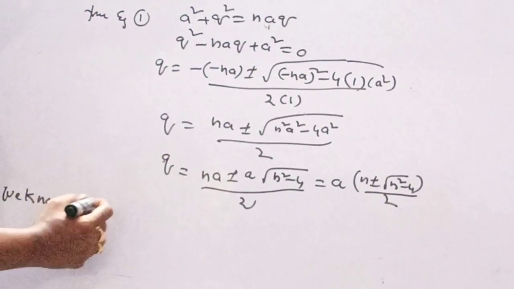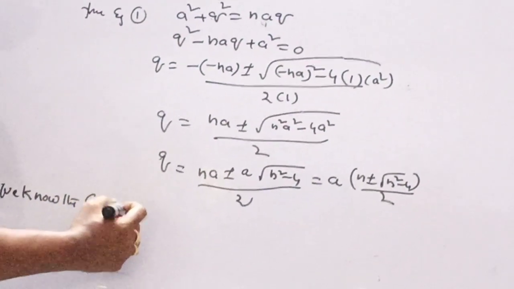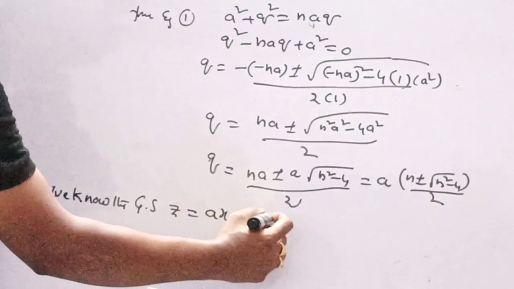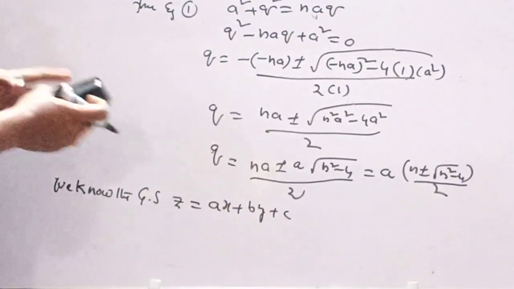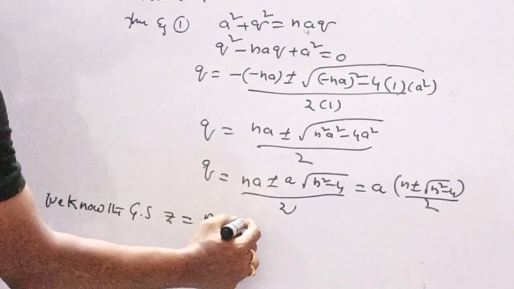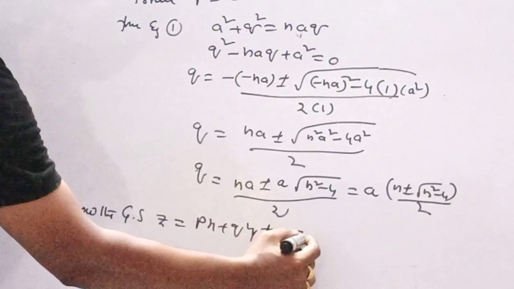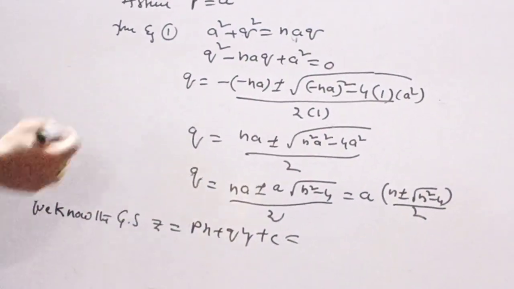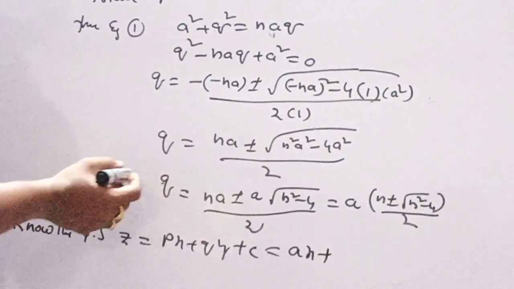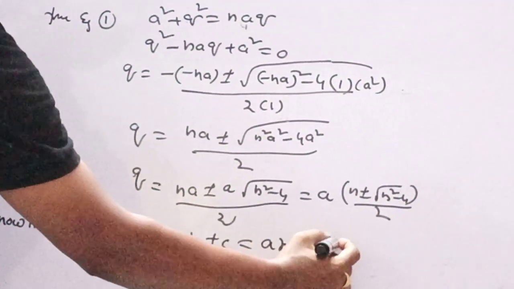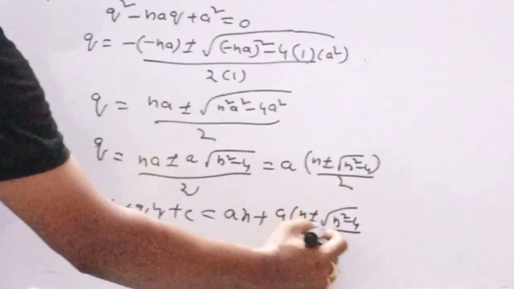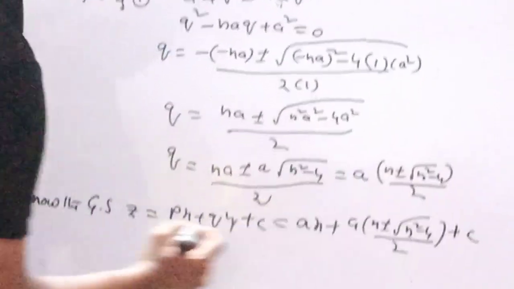We know the general solution is z equal to ax plus by plus c. Okay, here it is px plus qy plus c, but already we are assuming p equal to a. So, ax plus, what is q? q is a into n plus or minus root over n square minus 4a by 2, plus constant c.